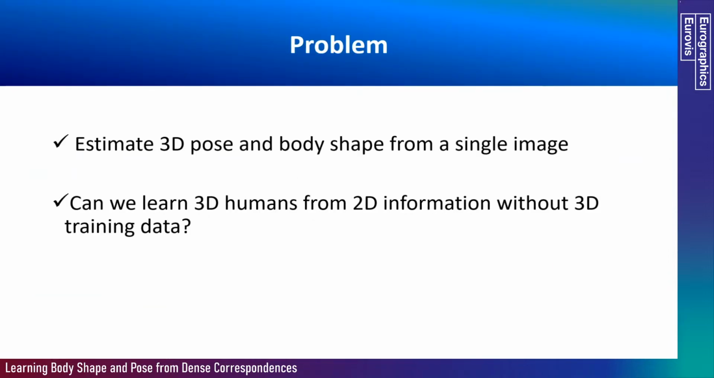Nowadays, it is becoming possible to estimate not only 3D human pose, but also body shape from a single color image. Our focus in this work is to tackle the problem of learning 3D humans from 2D information without directly using 3D training data, which is in practice difficult to obtain. So the question we raise and address in this work is, can we learn 3D humans from 2D information without directly providing 3D training data?